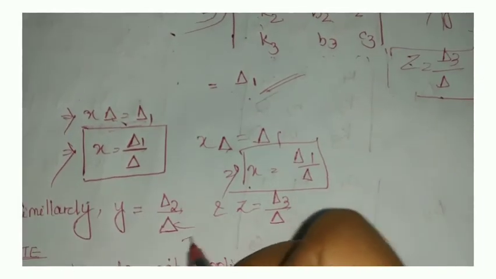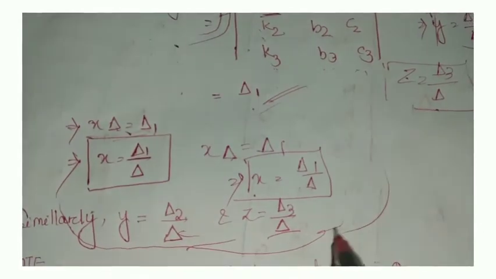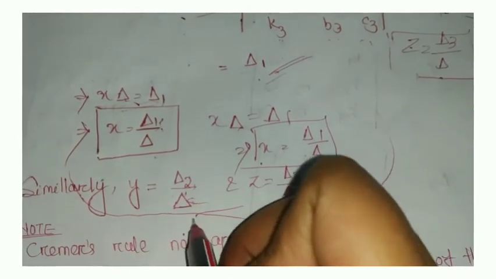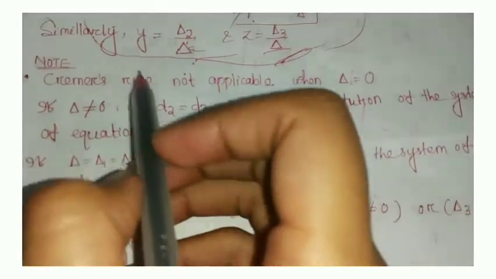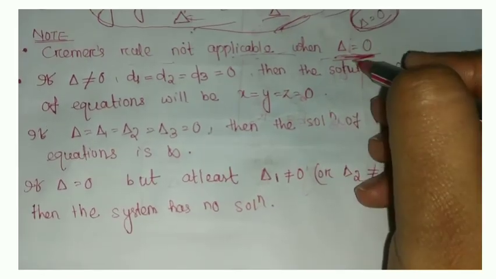So this is the proof of Cramer's rule, that is x is equal to del 1 by del and y is equal to del 2 by del and z is equal to del 3 by del. Note: Cramer's rule is not applicable when del is equal to 0. Then we cannot apply Cramer's rule.